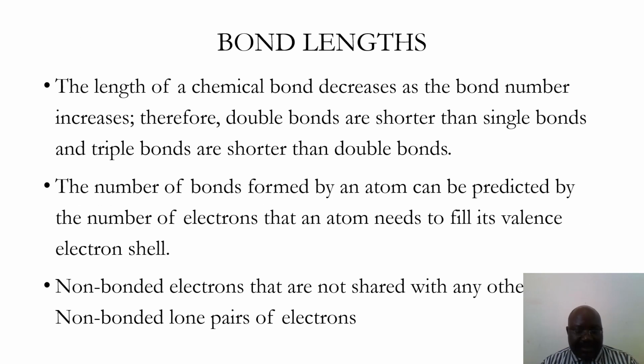Bond lengths. The length of a chemical bond decreases as the bond number increases. Therefore, double bonds are shorter than single bonds and triple bonds are shorter than double bonds.